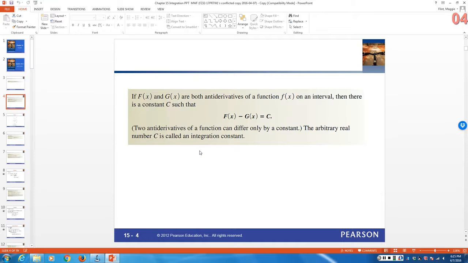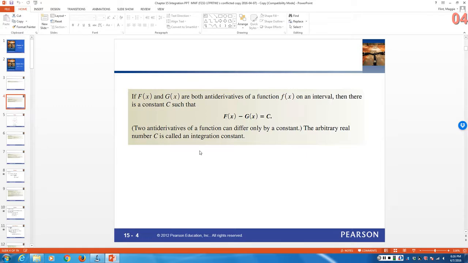So if you have two functions, f of x and g of x, they're both slope formulas. The antiderivative is basically you've got the slope formula and you've got to go back to the functions. Then there is a constant c such that if you subtracted the two functions, the only difference between them would be that constant.